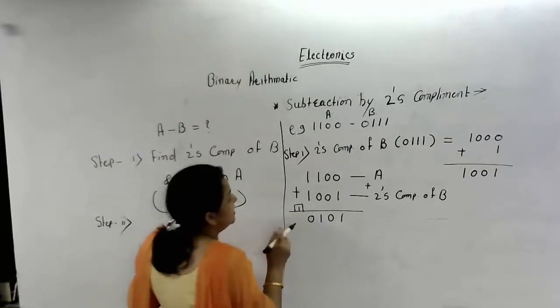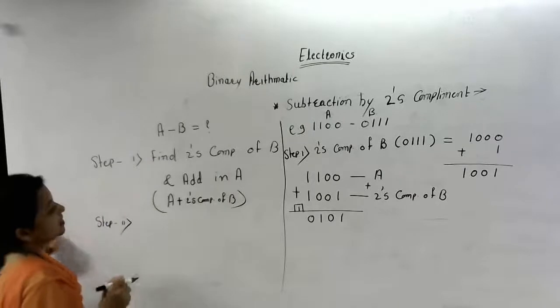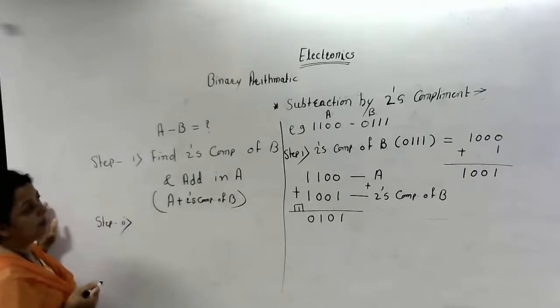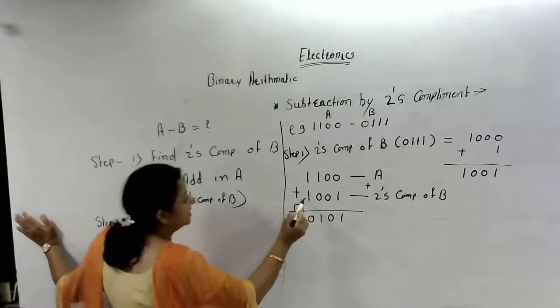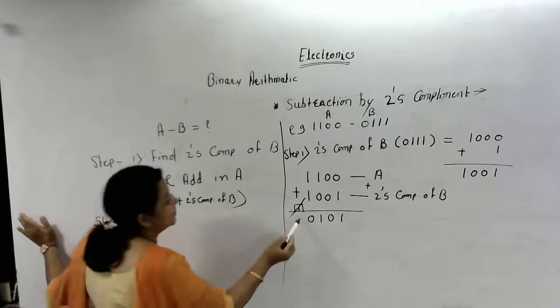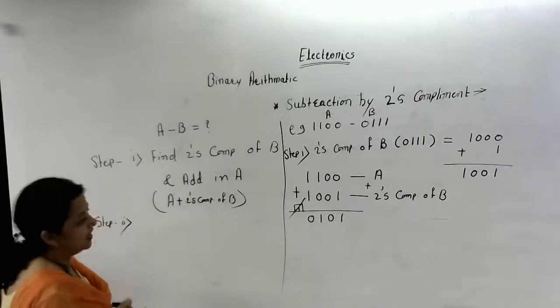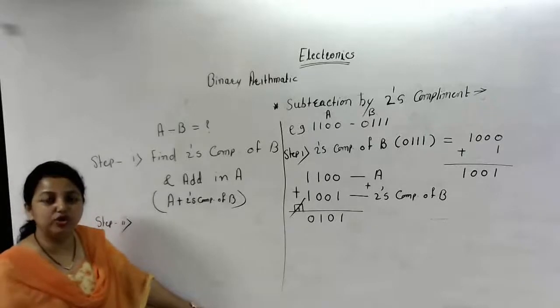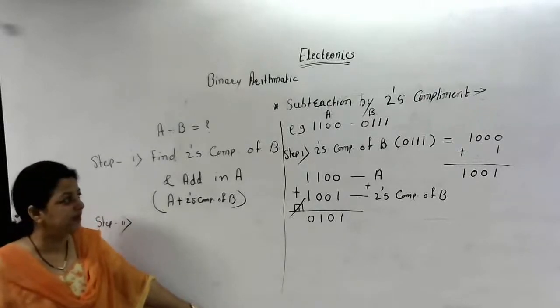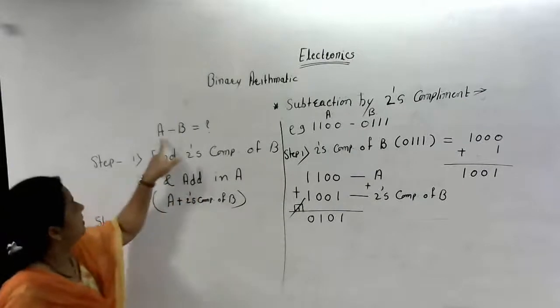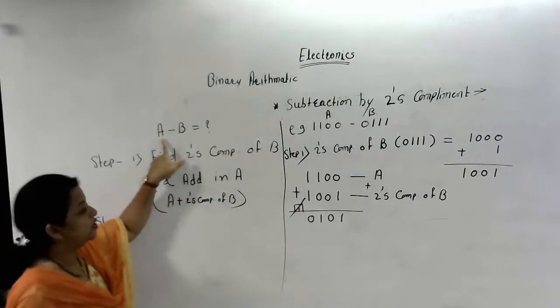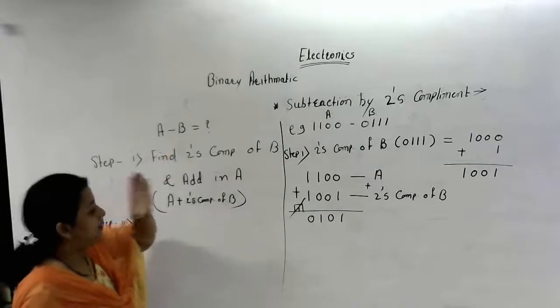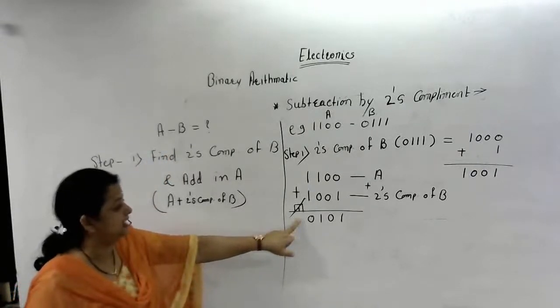What about the carry? In our answer, in subtraction by 2's complement, we have to neglect that carry. Do not carry it forward into the answer. Ignore the carry. If a carry is present, ignore the carry and the answer is positive. Whenever your answer is positive, only then is a carry present. That means the upper number A is greater than B, and then we ignore that carry and do not consider it in the answer.